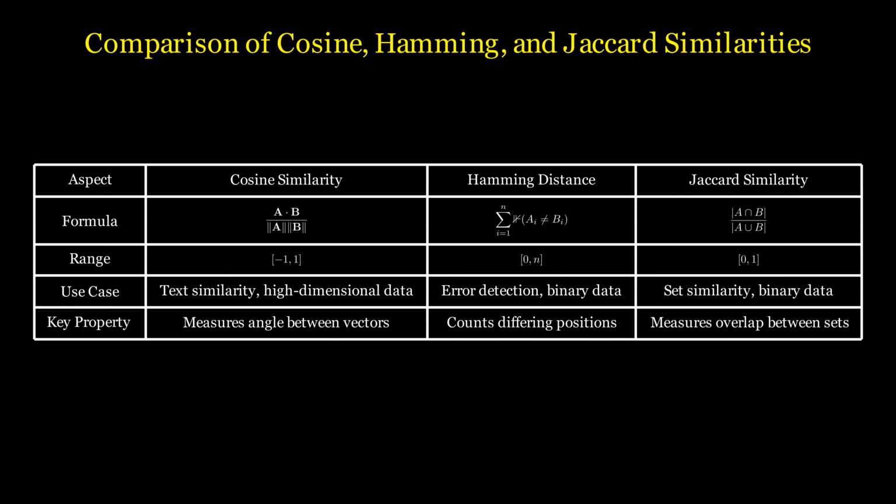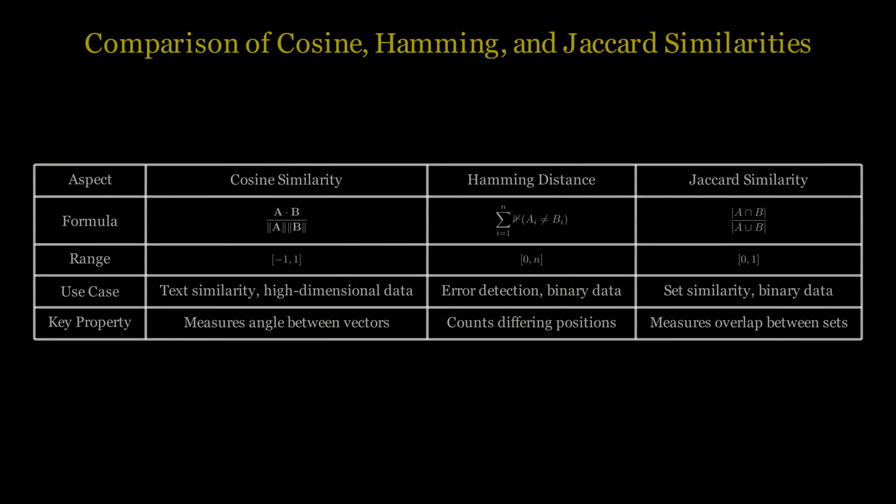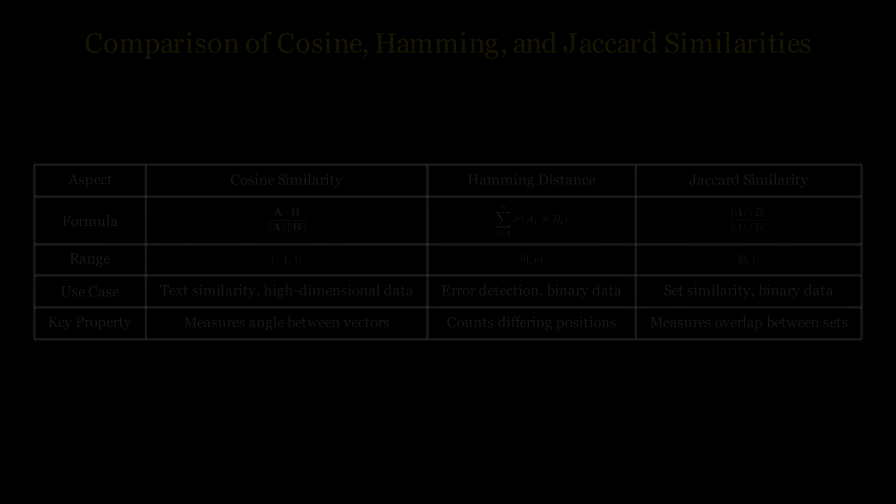Cosine similarity focuses on the orientation of vectors rather than their magnitude. Hamming distance is sensitive to the exact positions of differences. Jaccard similarity ignores the absence of elements in both sets, focusing only on their presence. This concludes the comparison of cosine similarity, Hamming distance, and Jaccard similarity.